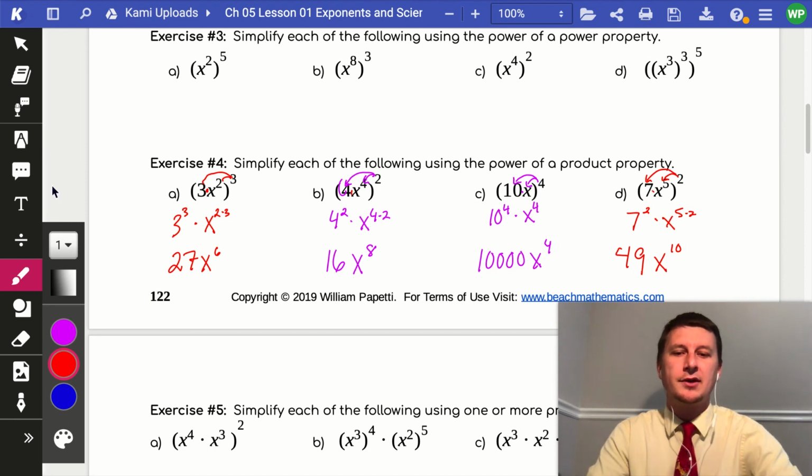And you're now ready for exercise number 5. We're going to combine one or more rules to simplify exponential expressions.